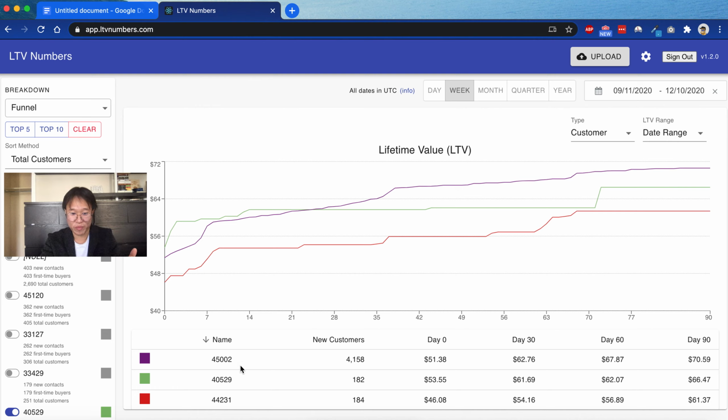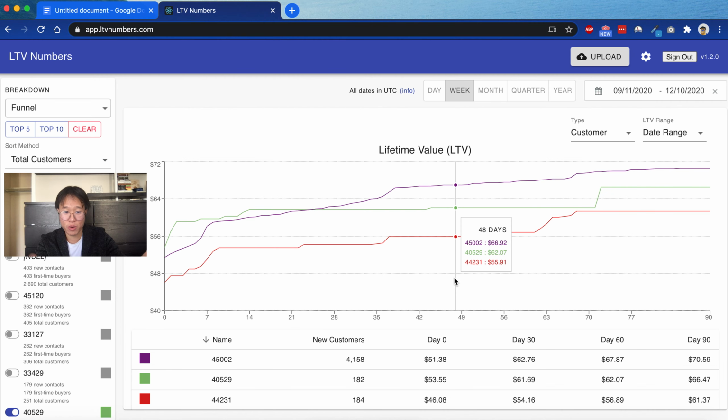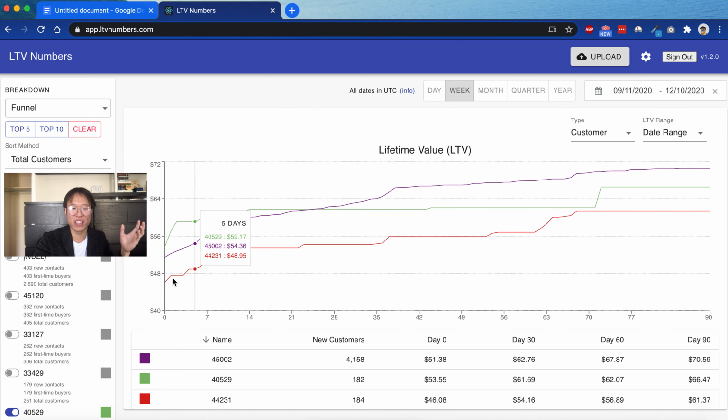As a recap, I want to look at the formula again. The LTV on day X is the total revenue generated from customers by day X of their life, divided by the total number of customers who are at least X days old. Now, intuitively, remember this: an X-day-old customer will stay in the line until day X. A 90-day-old customer will stay in the line from day 0 all the way till day 90.